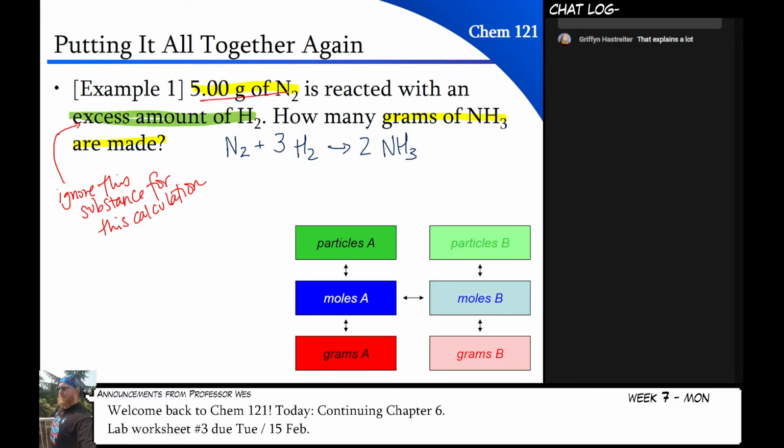So we have 5 grams of nitrogen, and I need grams of NH3. And so you probably remember this from last time. So A is nitrogen, and B is NH3. And I started here, and I'm going here. So you're going to do this sort of calculation. That gets you around the bend here to get to the target. All right, let's do that.